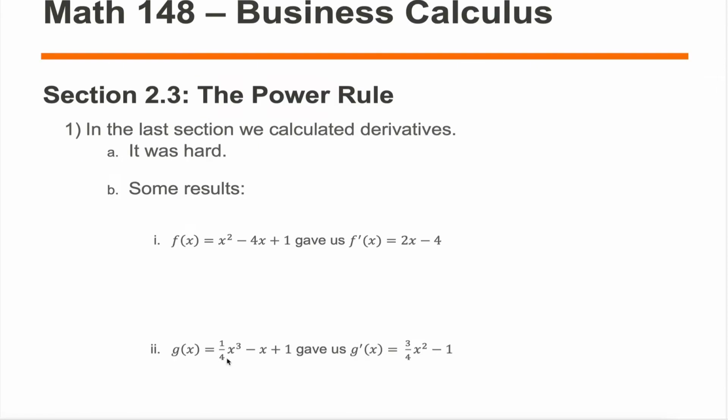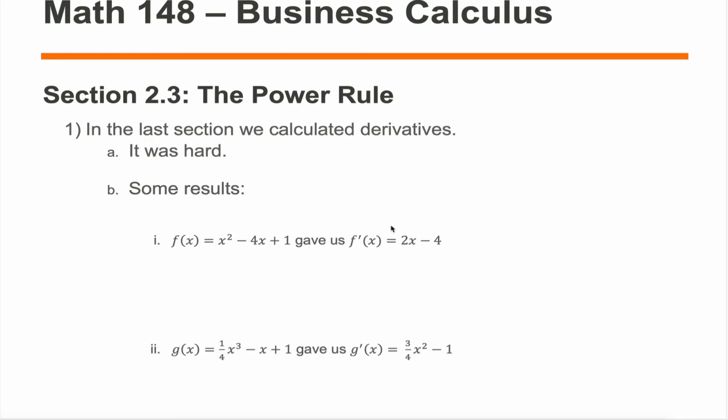And this one wasn't even that bad relative to some of the others we did. We also figured out that the derivative of 1/4 x cubed minus x plus 1 was 3/4 x squared minus 1, and then looked at some rational functions and some radical functions. It was super hard. In this section, I want to reproduce those results, but take a completely different approach. Rather than do super complicated algebra, I want to just kind of look for some patterns.